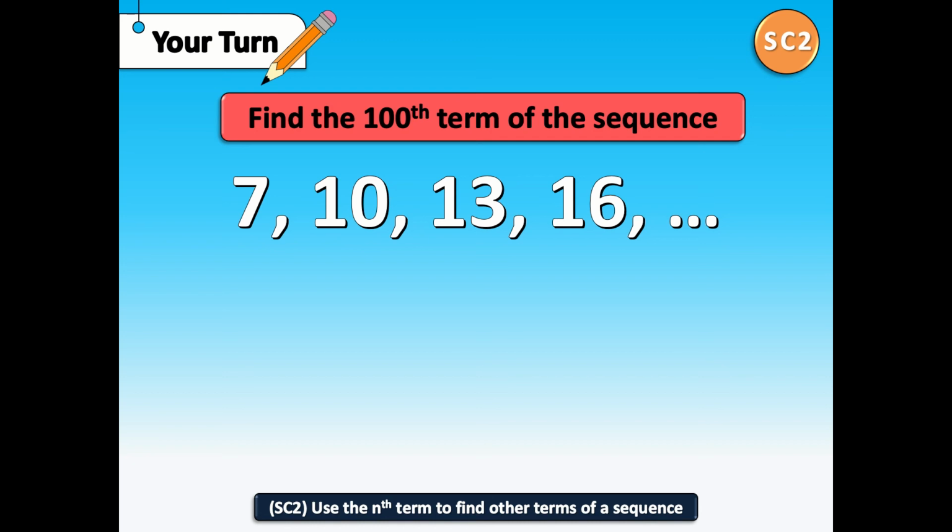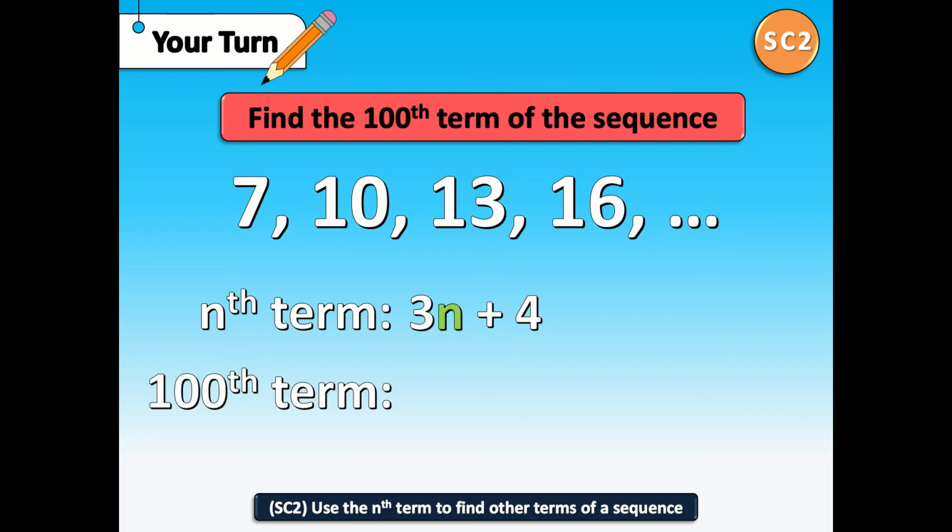So we want to find 100th term of this sequence. So we find the nth term first of all, which is 3n plus 4. So to find the 100th term, we need to do 3 times 100 plus 4. So 3 times 100 is 300, plus 4 is 304. So the 100th term of this sequence is 304.